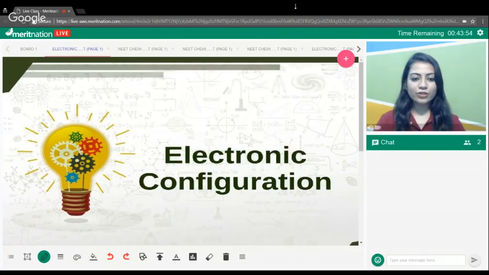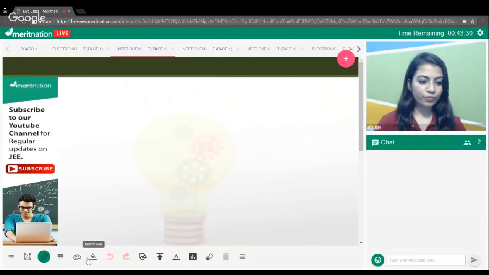All right, so let's begin with the session, right? So the session basically is on electronic configuration. We'll also be discussing the quantum number. This quantum number topic is very, very vital for the NEET exam because many questions are asked every year on this particular topic itself. So let's begin with the topic, starting with the quantum number.